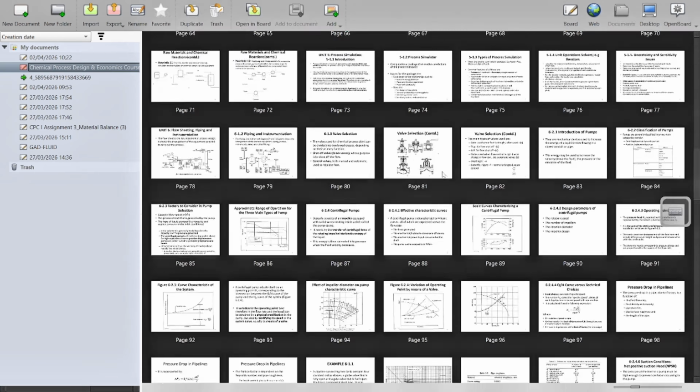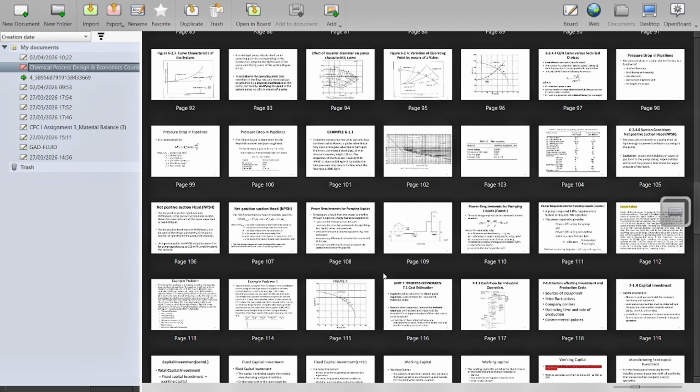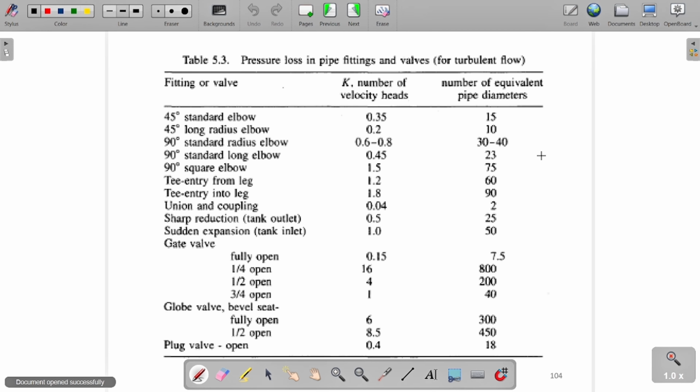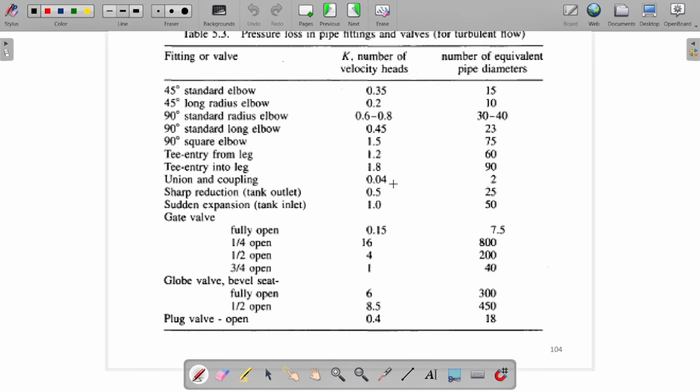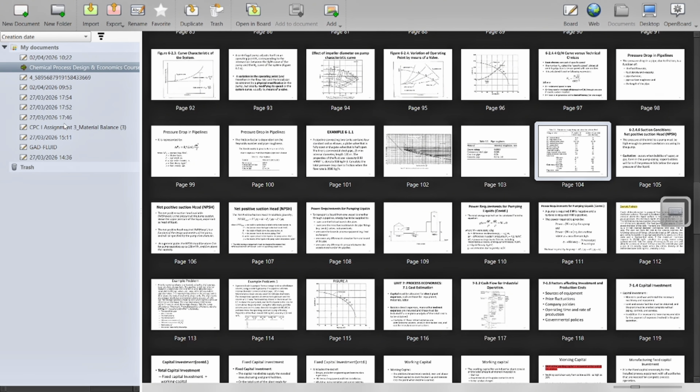So based on this table, we can actually get them. We can see that the standard elbow has a number of equivalent pipe diameters of 15. Then the plug valve, which is fully open, has a value of 18. Then a gate valve, which is half open, has a value of 200. So based on this table, you can get all those values.